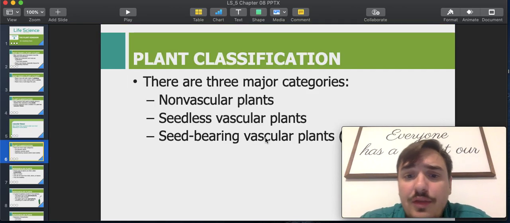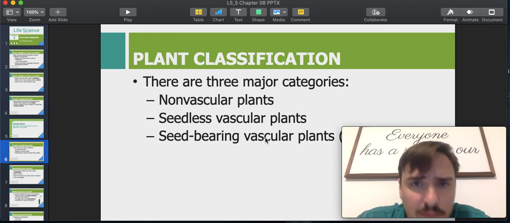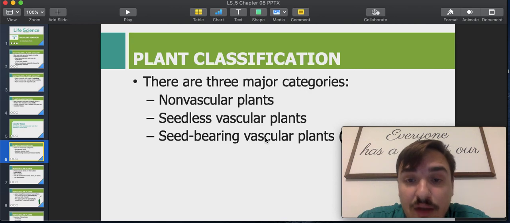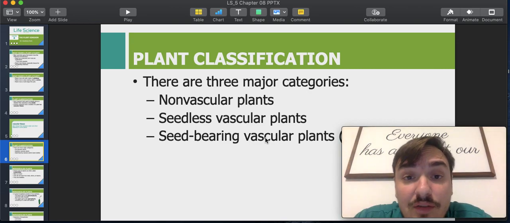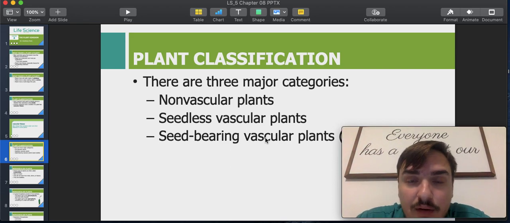Okay. So there are three major categories of plants. The first of which is a non-vascular plant. These plants are called bryophytes. They do not have seeds, and they tend to be very, very small. So if they don't have vascular tissue, they tend to be very small, like barely even visible. You can see them, but you can barely tell them apart one from another because they're so tiny. Examples of these are things like moss.